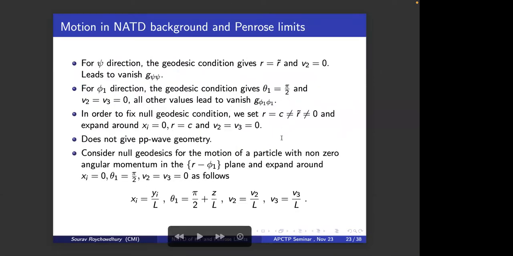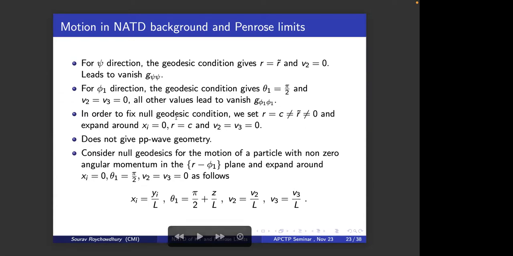First consider the psi direction. If you impose the null geodesic condition, meaning ∂_μ g_ψψ equals 0, you will end up with certain values of R and V2, which are R equal to R tilde and V2 equal to V0. But unfortunately, these are singular values. Singular values means that for these values the metric component g_ψψ itself vanishes, so one can't proceed along this direction. So we left the psi direction completely and consider the phi 1 direction. Again, recalling the geodesic condition, we find these values are allowed. Apart from these 3, all others are singular values.